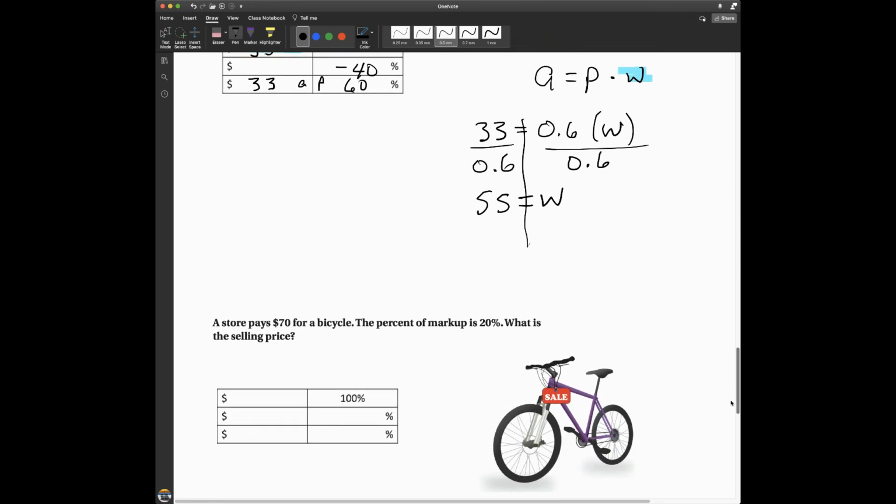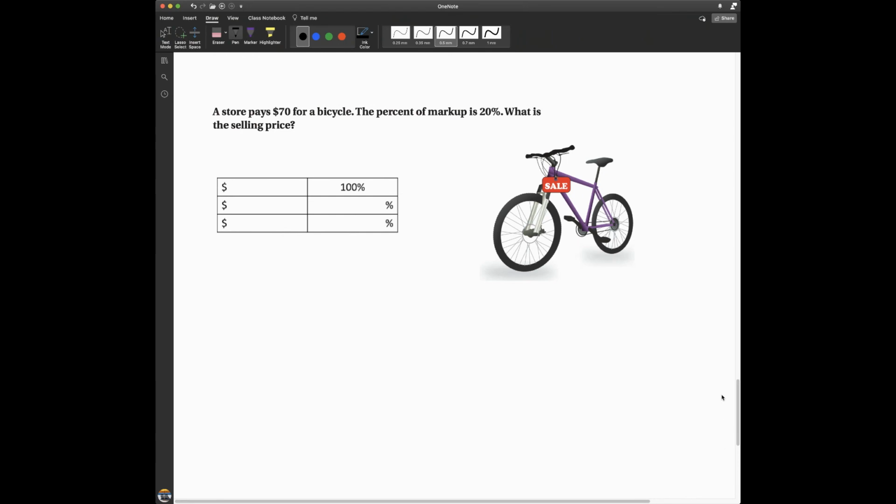Let's look at how we can use the table for a markup problem. Okay, so a store pays $70 for a bicycle. So that's the cost to the store. And that goes here. And that is our whole for this problem. The percent of markup is 20%. That goes here. And remember, when we mark things up, we add. We add that 20% or whatever the markup percentage is. And then what do we want to figure out? We want to know what is the selling price.